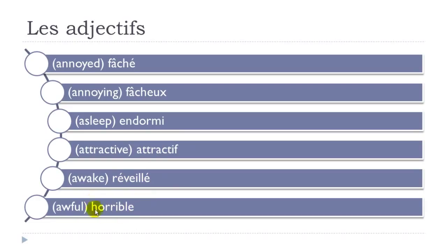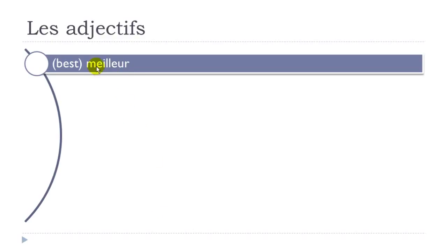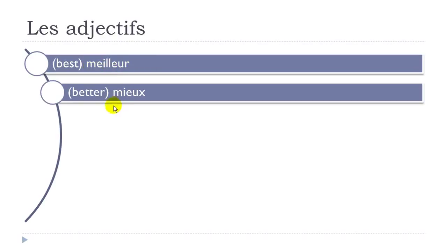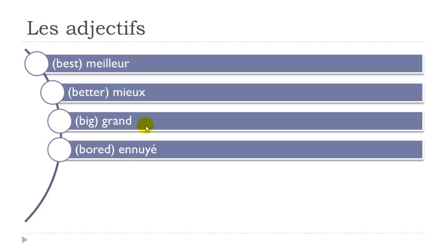Horrible. Okay, first letter is H, but then we don't pronounce H, so you don't pronounce it. And the first thing you hear is O. Horrible. Meilleur. Okay, same thing here. I-double-L-Y. Meilleur. Mieux. Final X not pronounced. Grand. Final D not pronounced. Ennuyé. Okay, so first en, then nuit, then yé. Ennuyé.